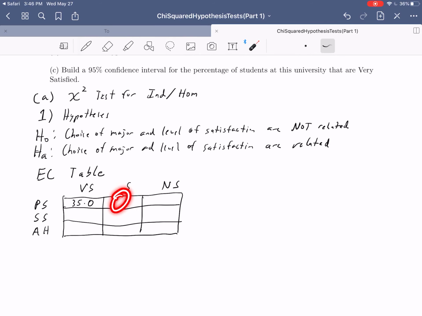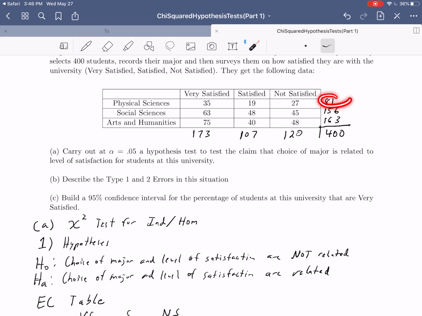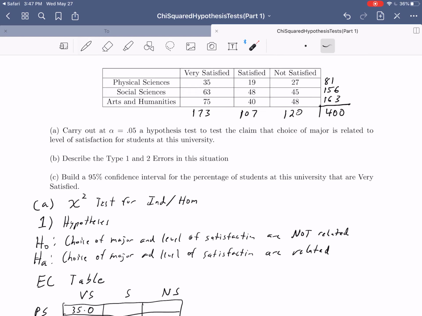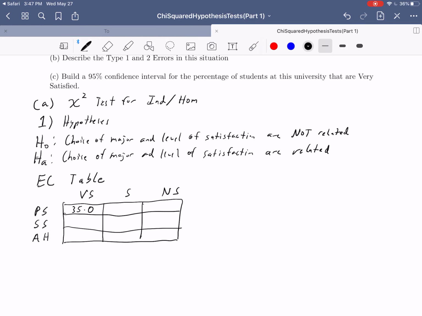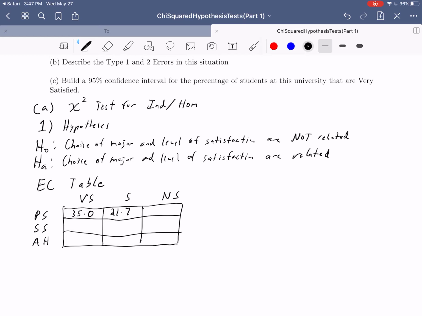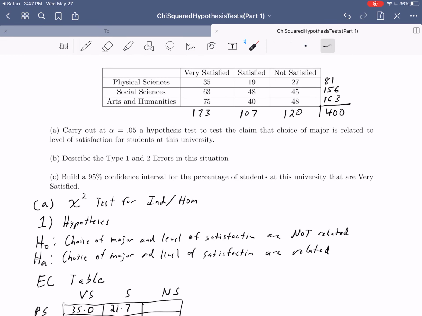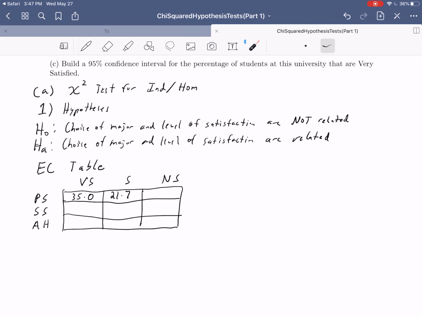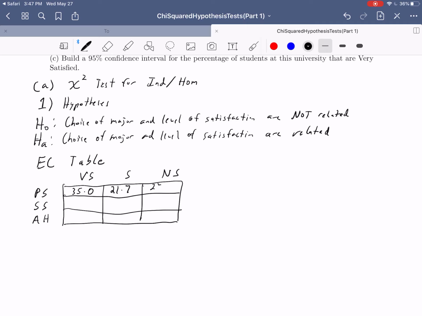All right, how do we get this guy here? Well, the row total will still be 81, but the column total will be 107. So we'll be taking 81 times 107 and then dividing by 400. So 81 times 107 divided by 400. Looks like you should get 21.7. And finally, for this guy right here, we're going to be doing row total 81, column total 120. So 81 times 120 divided by the table total, which is 400. So we should get 24.3.